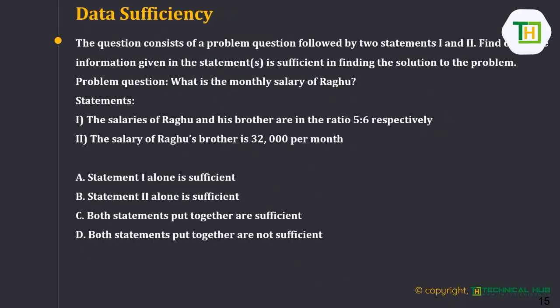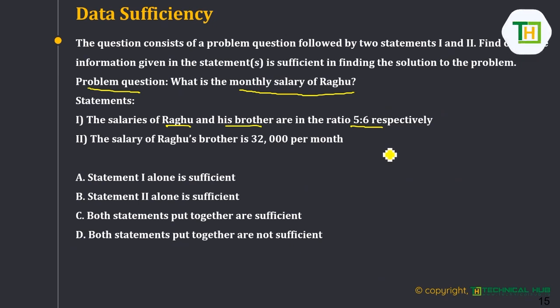So this is the data sufficiency. What is the problem question? What is the monthly salary of Raghu? Using the statements, either statement 1 is sufficient, or statement 2 is sufficient, or both are not sufficient. So go for the first statement: the ratio of the salaries of Raghu and his brother is 5:6. The salary is not given, only the ratio is given.